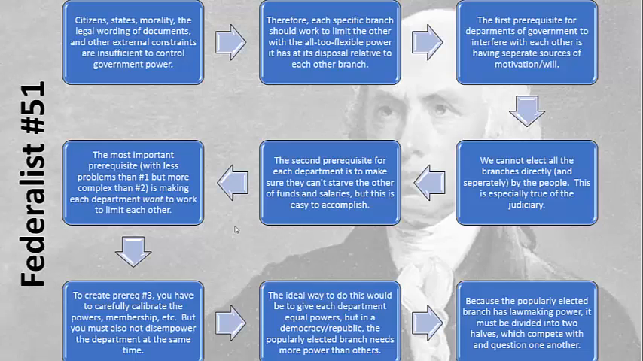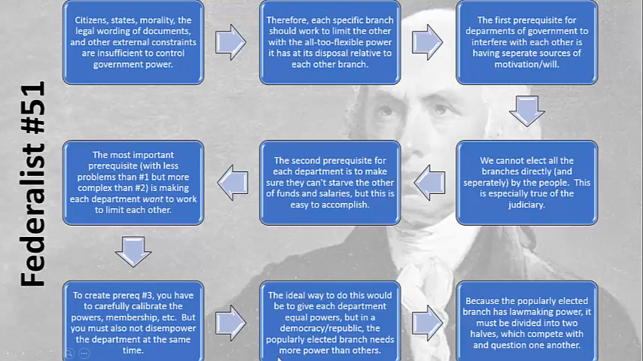Madison really thinks that the best way to give them this motive is to appeal to the self-interest of the people in each branch, so that it will be in their self-interest. They will desire to check each of the other branches. But the problem for Madison is that you have to carefully calibrate. You have to make sure that the powers and membership of one department, when you're giving it these desires, won't disempower another department.